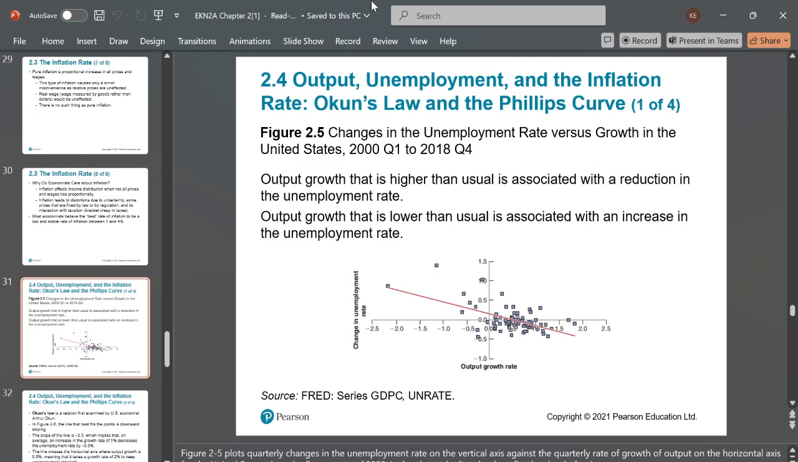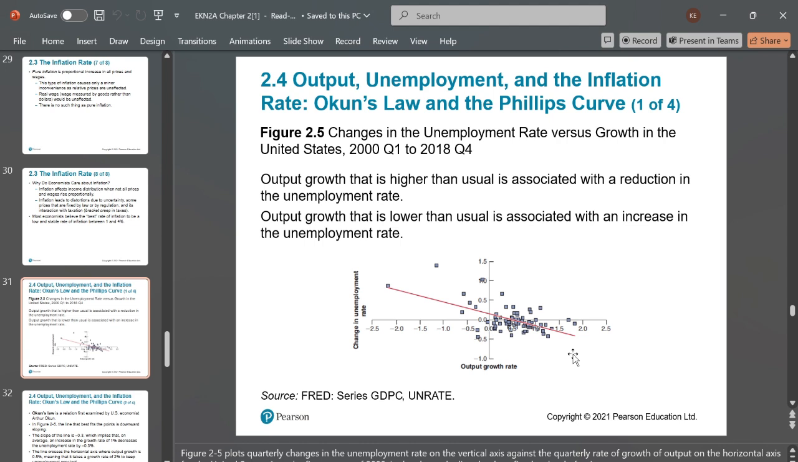And then this basically is Okun's law. It's telling us the relationship between unemployment rate and output growth rate. As you will see, the graph is sloping downwards, which tells us that we've got a negative relationship between the two. So as you increase your output growth rate, you will see that your unemployment rate will decrease.